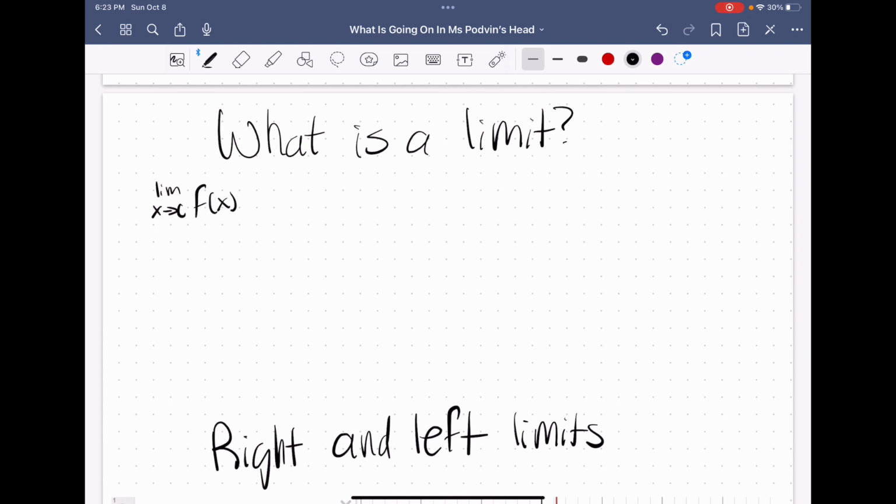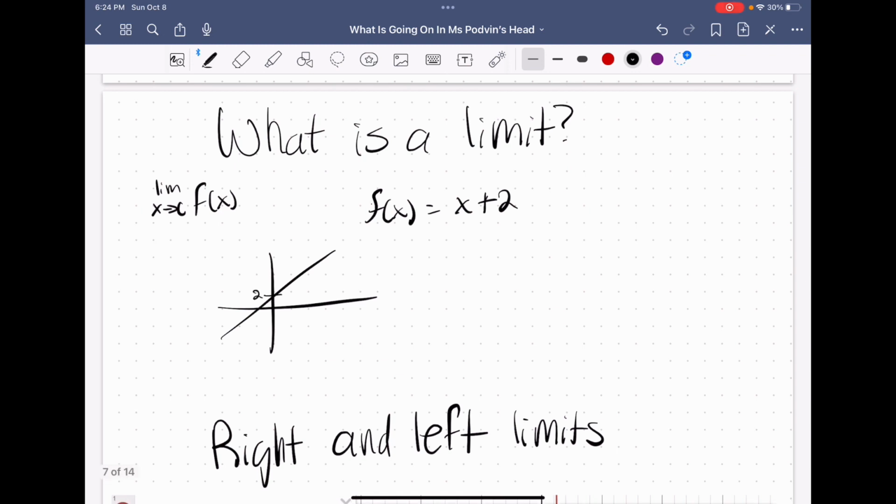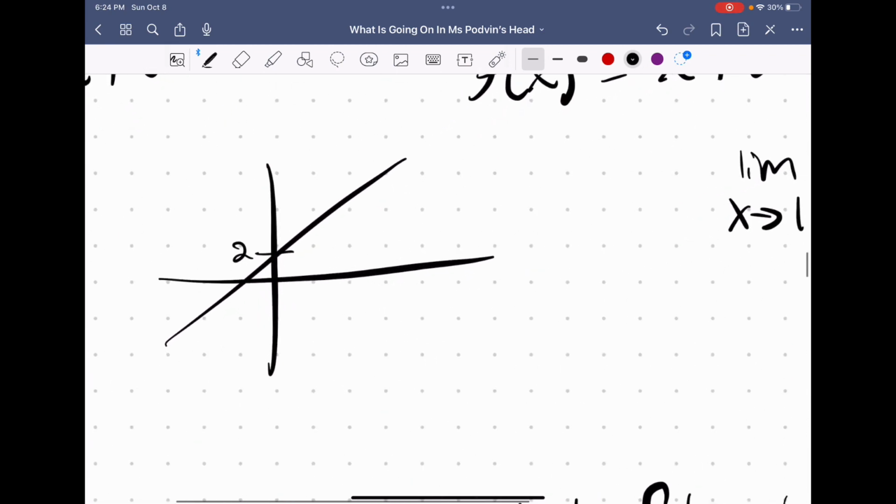So let's take a look at the function x plus 2. Now we already know what this function looks like already. Here's 2. And we're going up 1 over 1. Now, if we talk about the limit as x approaches c, let's look at the limit as x approaches 1 of this function. So now we're defining c at a specific point at 1 here.